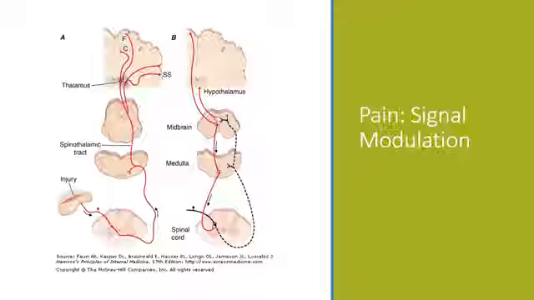In part B here, the black line represents the normal pathway of pain, and the red lines on part B indicate this descending inhibition, at these specific areas within the midbrain, medulla, and spinal cord.